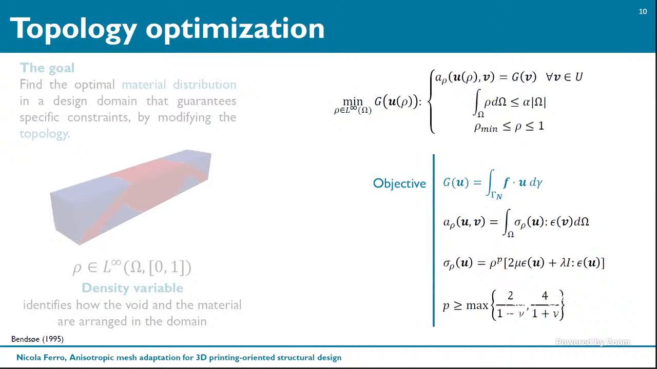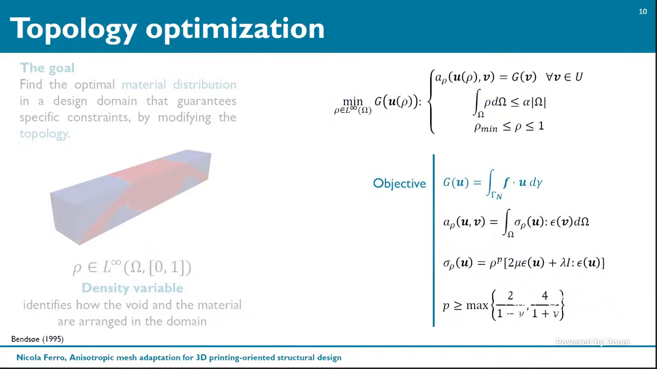Here, the objectives that you can choose are very diverse. For the toy problem that I will present right now, the main objective of the so-called minimum compliance problem is the compliance, so the minimization of the work done by the external forces on the body. And this is actually equivalent to the maximization of the stiffness of the structure. So it also has a physical meaning to be interpreted.